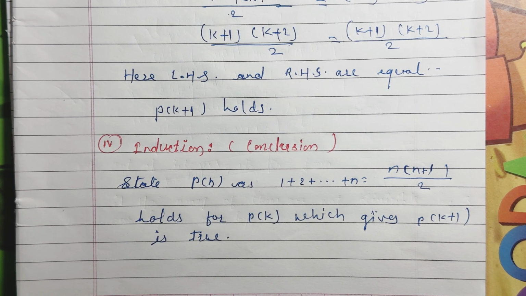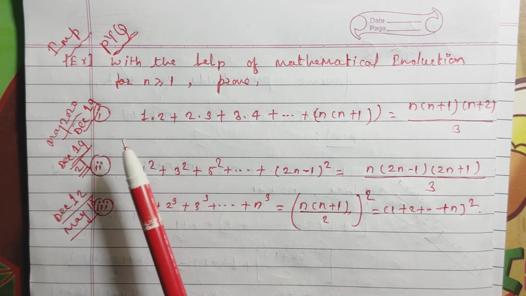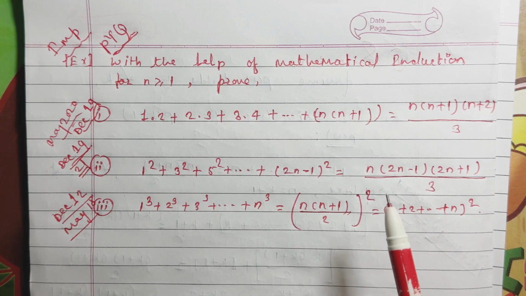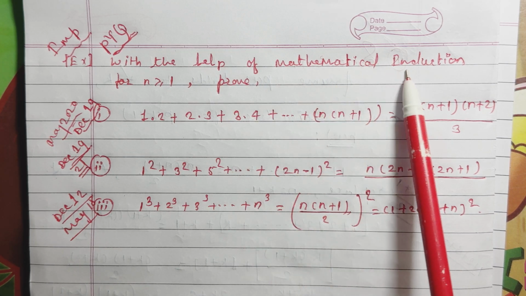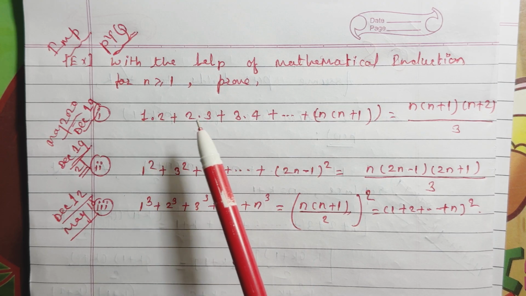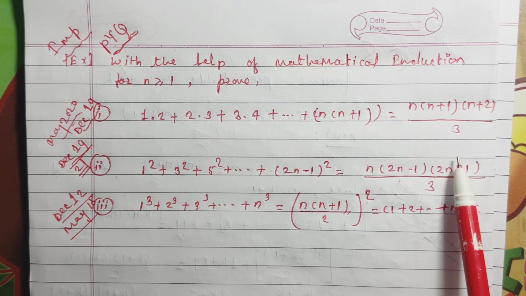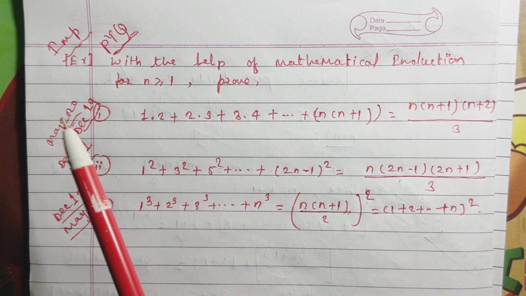I need you all to solve one example for your homework and let me know the answer in the comment section. I have added 3 important examples which are mostly repeated in previous year question papers. These are old questions but you will get similar examples in your question paper. With the help of mathematical induction, taking n greater than or equal to 1, prove that 1 into 2 plus 2 into 3 plus 3 into 4 and so on, their addition is n into n plus 1 into n plus 2 divided by 3. A question repeated many times for 5 marks.